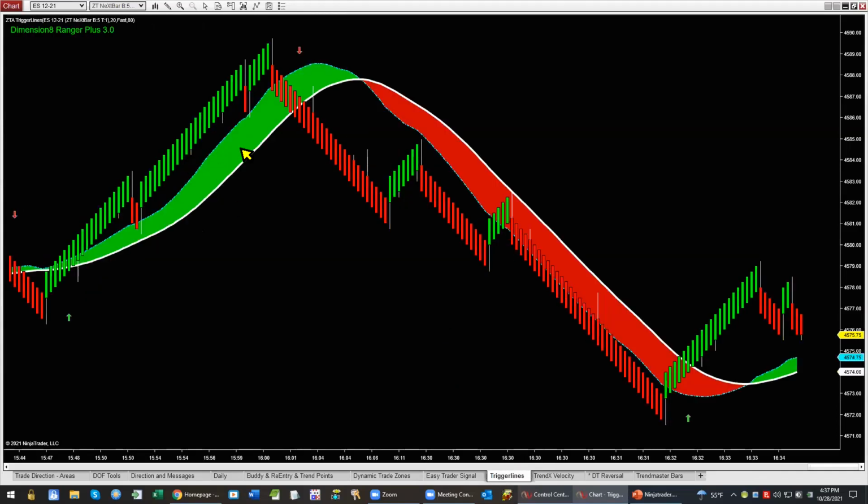Here's our trigger lines. See how it cuts through the price right there and you get an entry signal?